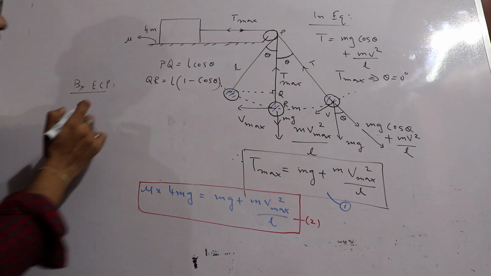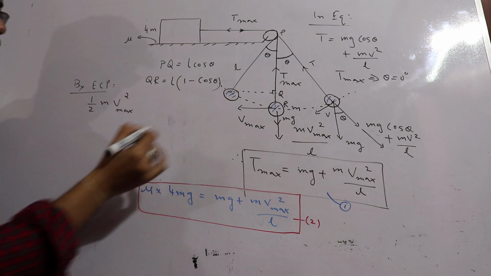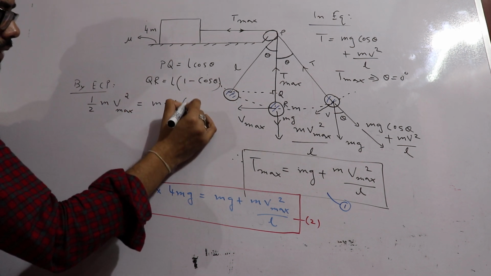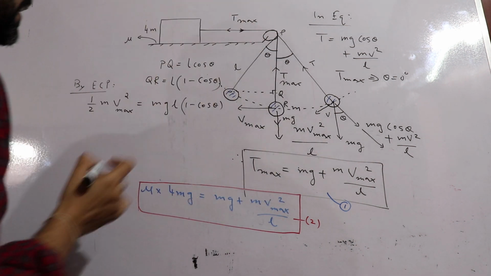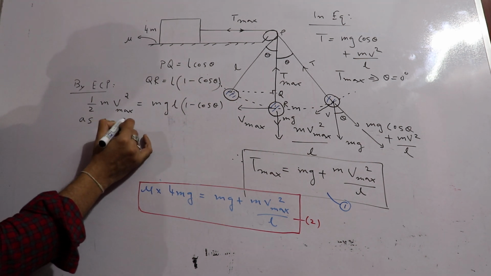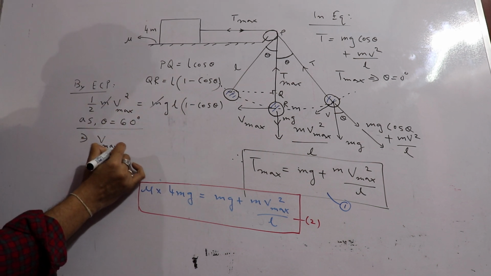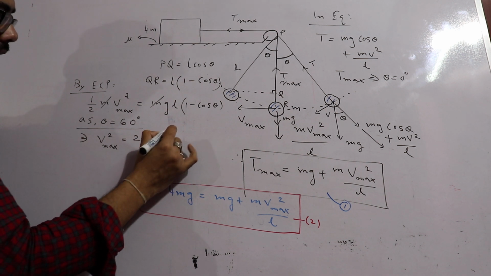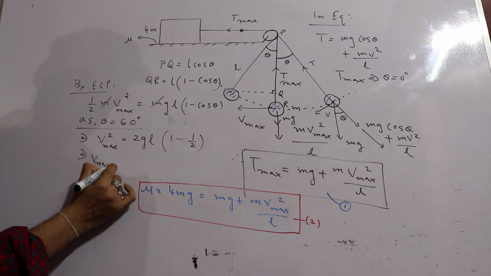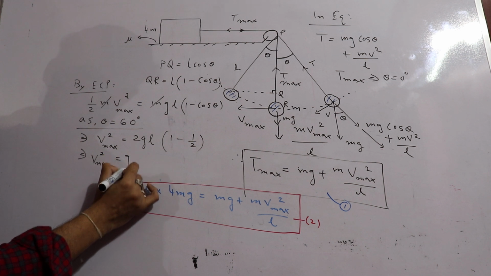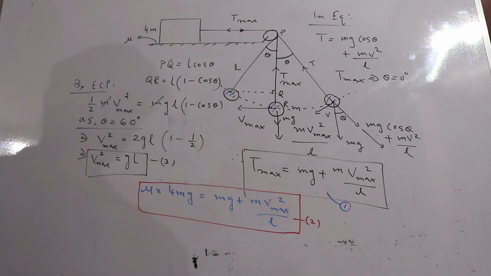Okay. So what we can say by the energy conservation principle, half m Vmax square at the mean position equals mgL into 1 minus cos theta. And in the question it is given that the value of theta is 60 degrees. So as theta equals 60 degrees, Vmax square equals 2gL into 1 minus cos 60, which is half, so that will give you half. So Vmax square equals gL. So this is our equation 3.